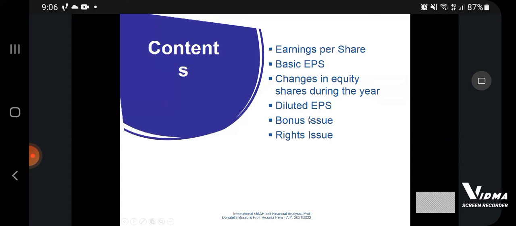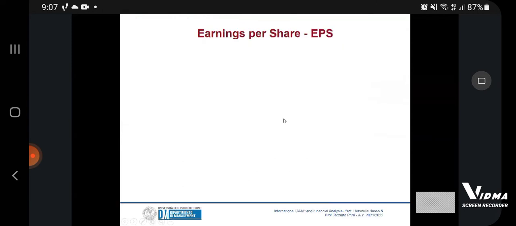Both of them, bonus and rights issue, increase the number of shares, but they do not bring enough resources and funds within the company, so they usually affect the earnings per share by generally decreasing this indicator. So we will discuss how we can account for this transaction known as bonus issue or rights issue during the lecture today. So let's start with the first topic, which is the importance of the earnings per share.